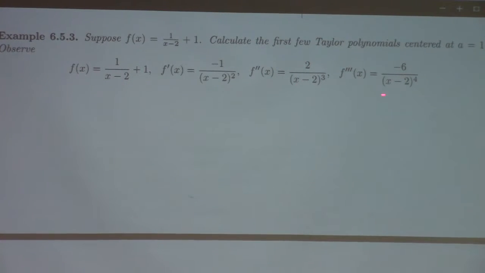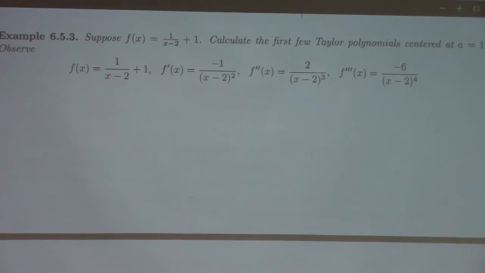So you can differentiate this thing. Oh, well, it's not too bad. You differentiate and differentiate and differentiate, right? And if you plug in 1, you get 0, because you get 1 minus 1, which is 0. F prime of 1 is minus 1 over minus 1 squared, so it's minus 1. F prime prime of 1, you plug in 1, you get 2 over minus 1 cubed, so it's minus 2. The third derivative evaluated at 1 is minus 6.